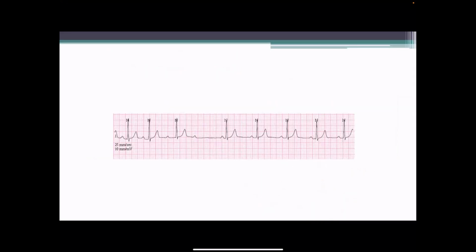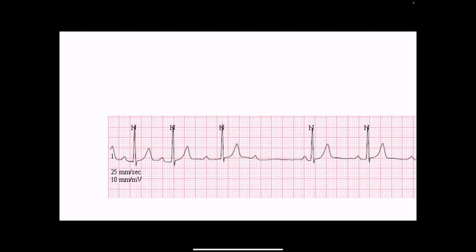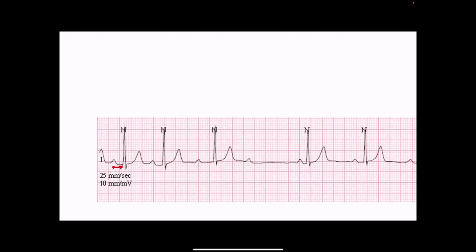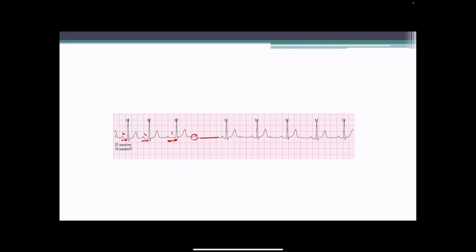What about this one? Second degree type 1. Exactly, second degree type 1 or Mobitz type 1, it's called. Why? Because if you look at the PR, it's getting longer and then longer and then longer. Do you see how this one is way longer than this one? This one is a bit longer than this one. So it's getting longer. And then here after the P wave, there's no QRS. It's a beat drop. It drops a beat, doesn't reach the ventricles. So 1, 2, 3, drop. So this is second degree type 1.